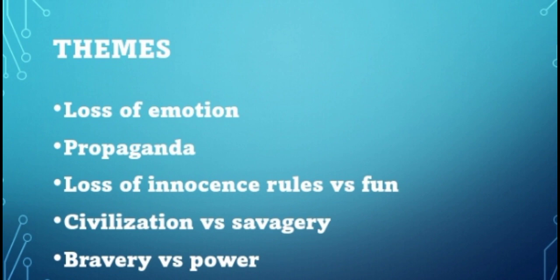The theme of rules versus fun and civilization versus savagery is present. Ralph is the symbol of rules and civilization and Jack is the symbol of savagery and fun. Then there is a theme of bravery versus power. Here Simon is the symbol of bravery and Jack is a symbol of power.